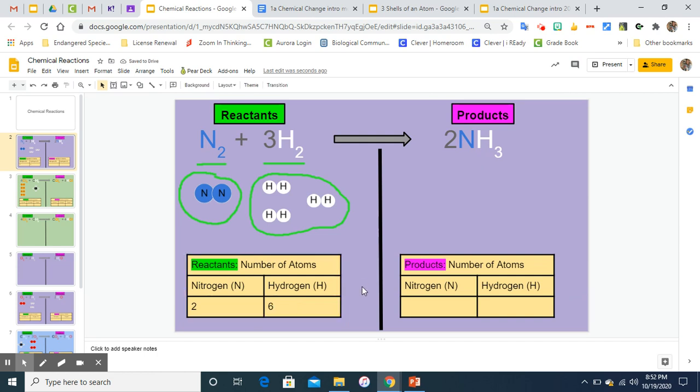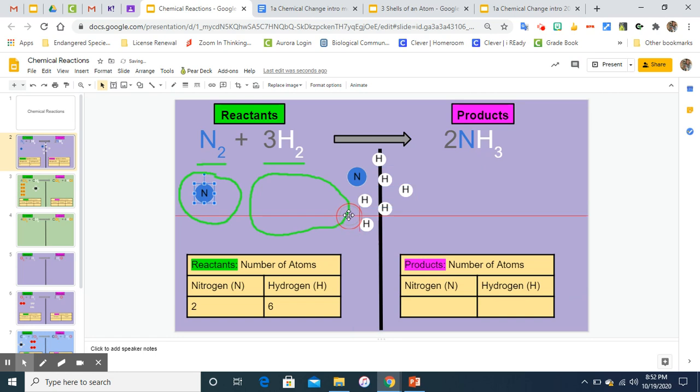During the chemical reaction, the reactants react with each other, which means that they cause each other to break apart into individual atoms. I'm going to break these molecules apart into individual atoms, and these individual atoms are not happy by themselves. They are going to rejoin with each other and get new partners and create new molecules, which we call products.